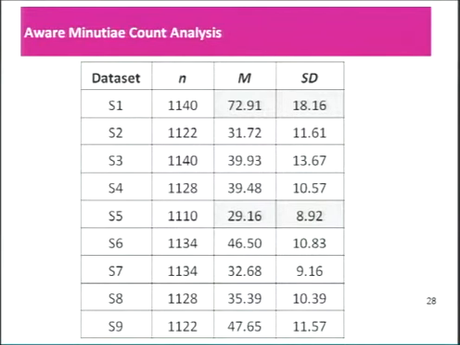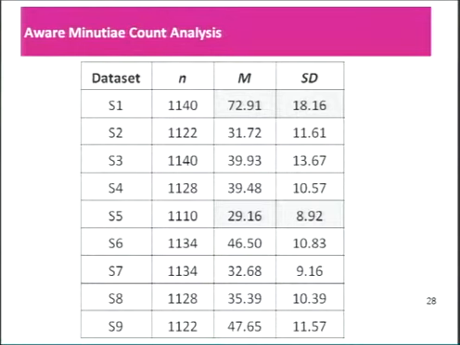Here I have the minutia count tabulated. You can see dataset S1 had an average minutia count of 72, and dataset S5 had the lowest minutia count, which was 29.16. So here itself, you can notice quite a range in the differences in minutia count for data sets that were collected from the very same individual, but the only difference was that they were collected on different sensors.